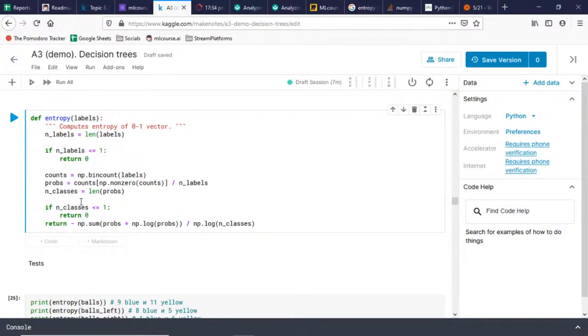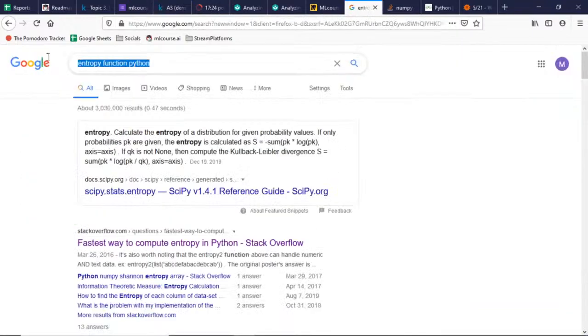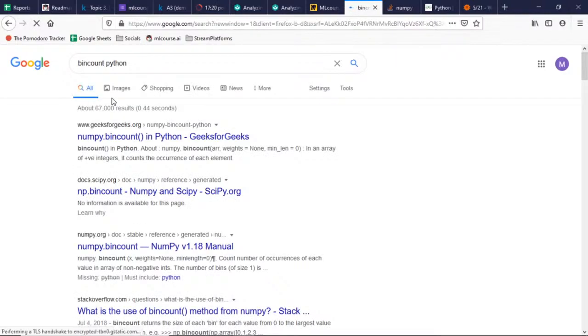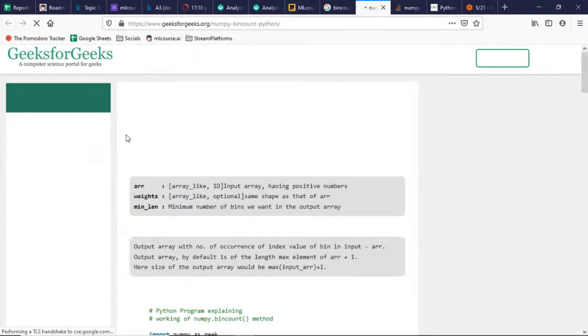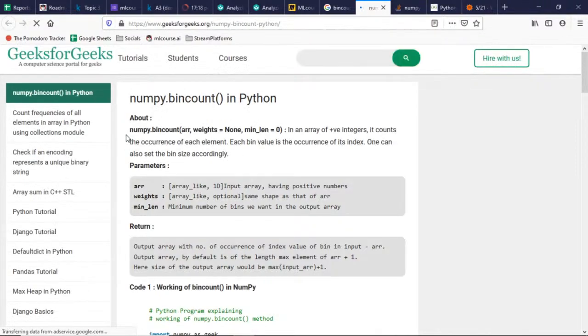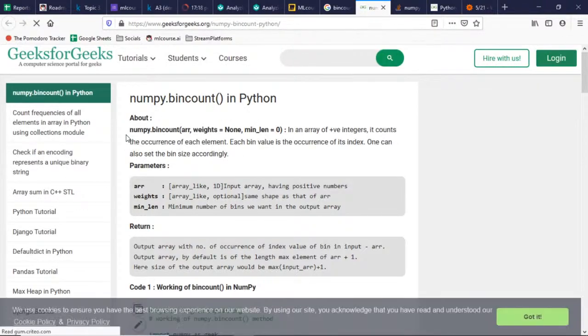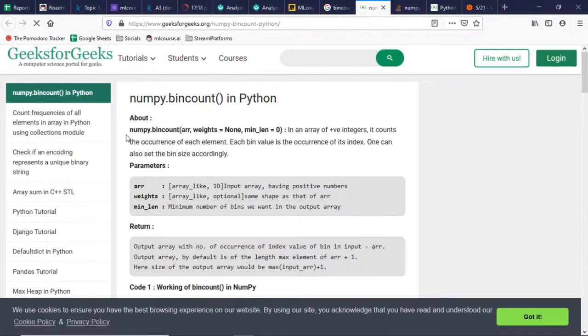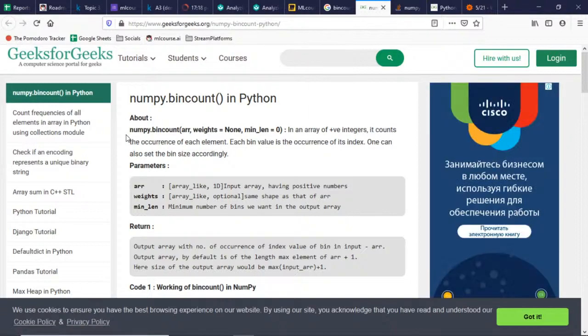Yeah, and after that, what are we doing? We are doing bin count of labels. Not sure what it is. Let's check it out. Bin counts. I guess it gives us unique elements, something like that. I don't know. An array of integers, the counts of occurrences of which each bin value is an occurrence.